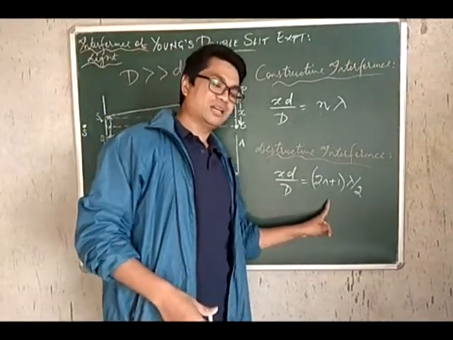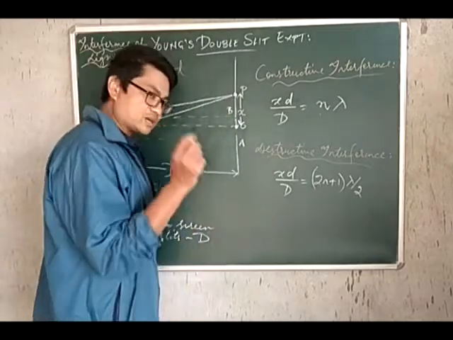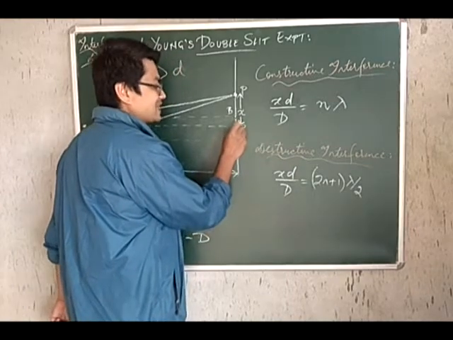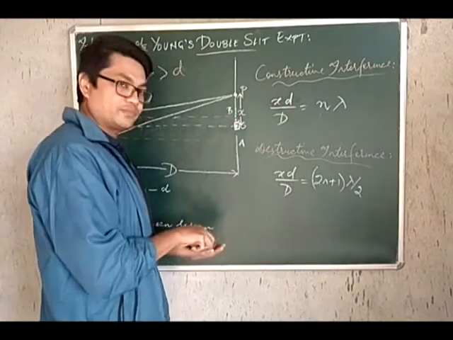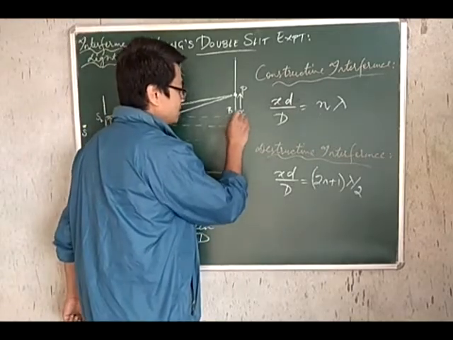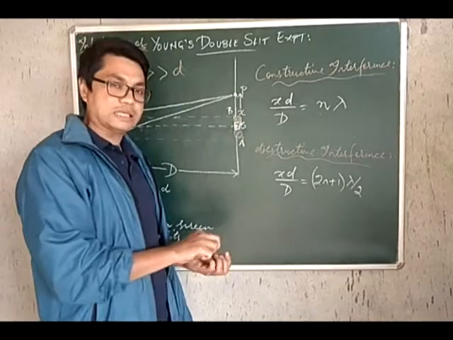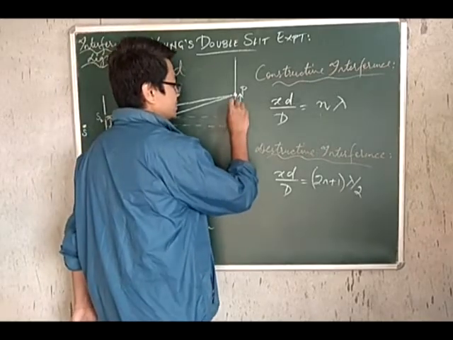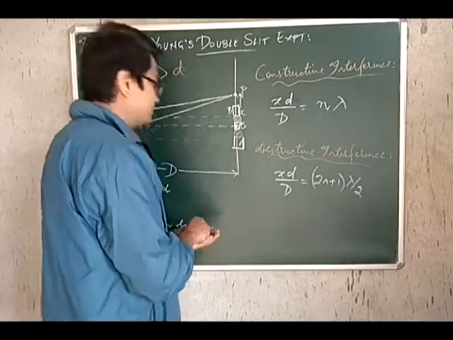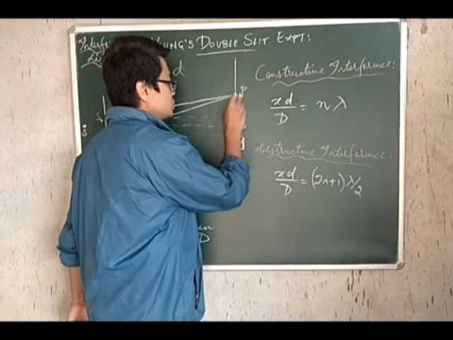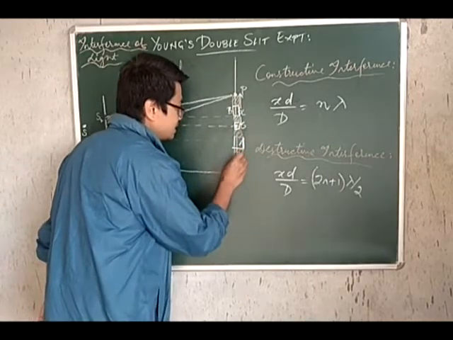Likewise, for the nth dark fringe, this is the condition. The first dark fringe, mind you, will be on either side of the center maximum. So you have a center maximum over here. Then on either side of the center maximum, we have a dark fringe like this. Then after that, we have the first bright fringe on the upper side, and likewise the first bright fringe on the lower side. Then again we have the second dark fringe, here on the upper side, and on the lower side also this is the second dark fringe.